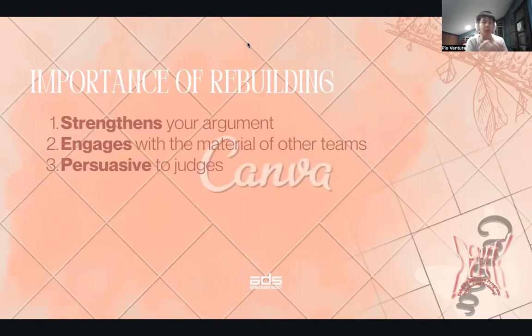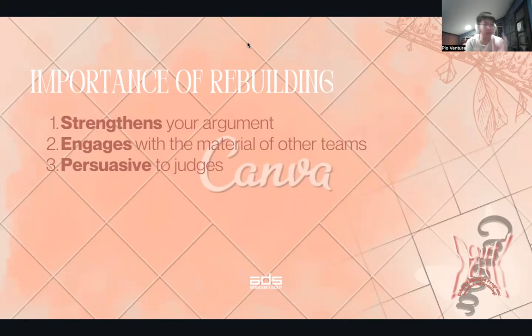And the reason why that's important is because it also shows why your material necessarily trumps the material of other teams. This becomes especially important when maybe the values that both teams are defending are seemingly equally important, or other times when you believe that the analysis from both teams is very sufficient.